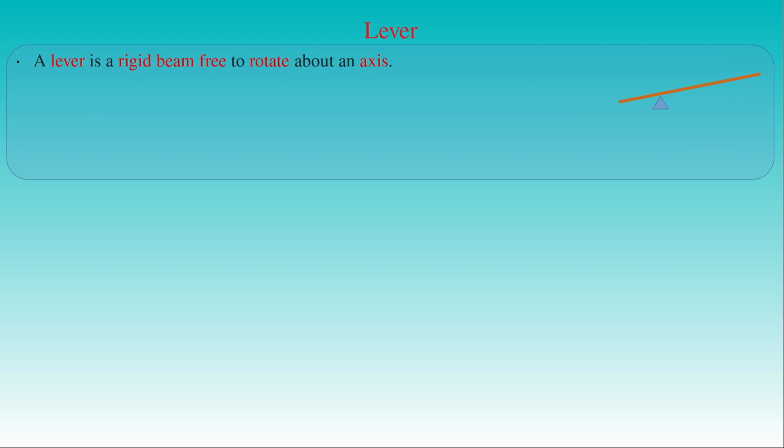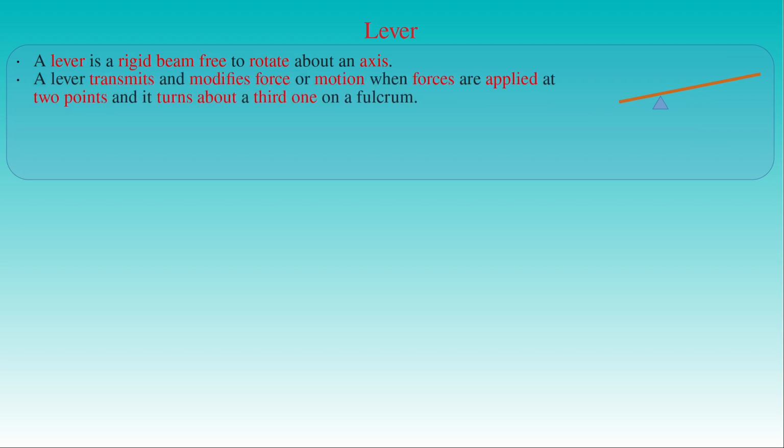Let us start the discussion on lever-type machines with the lever itself. A lever is simply a rigid beam that is free to rotate about an axis. Specifically, a lever transmits and modifies force or motion when forces are applied at 2 points of its beam and it turns about a third one, a fulcrum. It is used to exert a pressure or sustain a load G at one point of the beam by the application of a force or effort F at a second point, turning about its axis of rotation on a fulcrum.